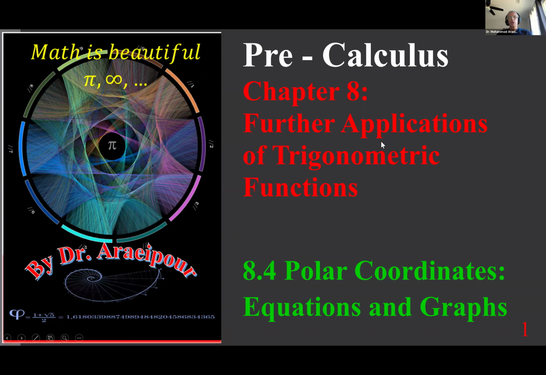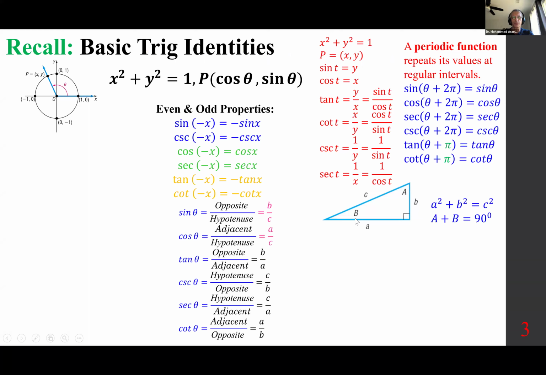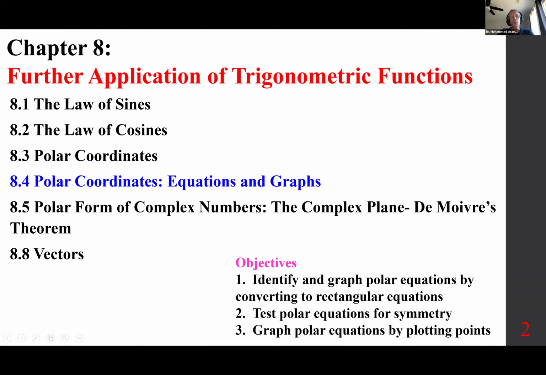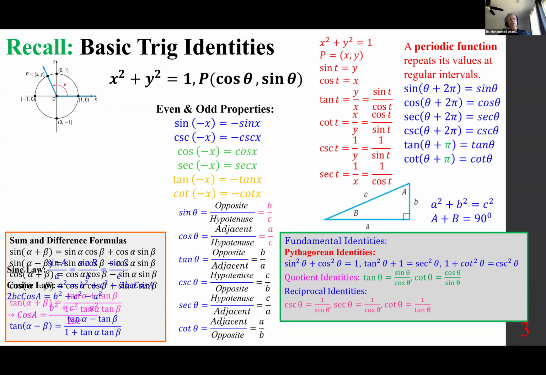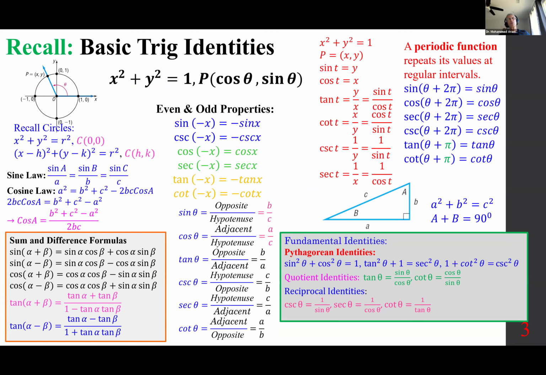Good afternoon, class. We are looking at section 8.4, polar coordinates, equations and graphs. So the objectives are to identify and graph polar equations by converting to rectangular equations, test polar equations for symmetry, and graph polar equations by plotting points. Again, what you're looking at here is the synopsis of everything we've seen before, class.